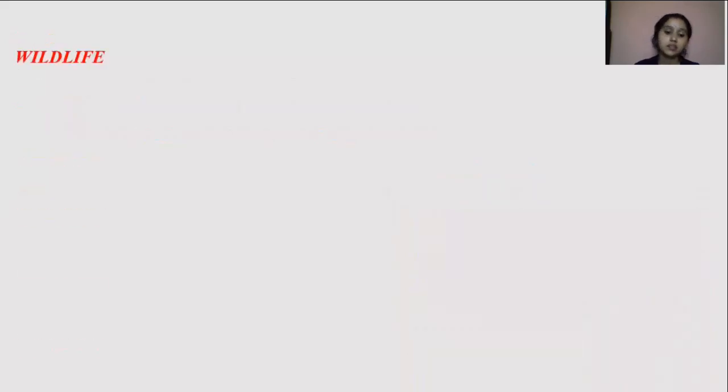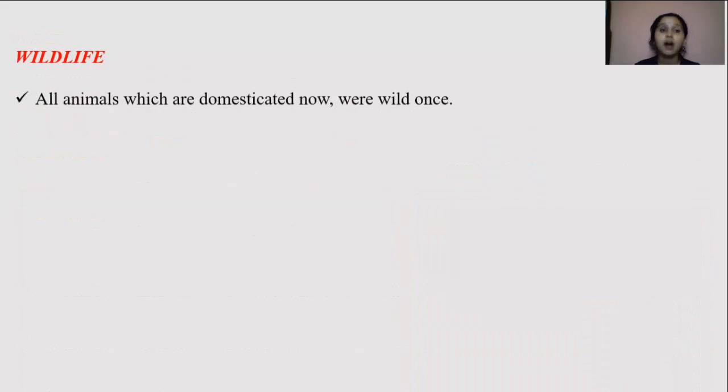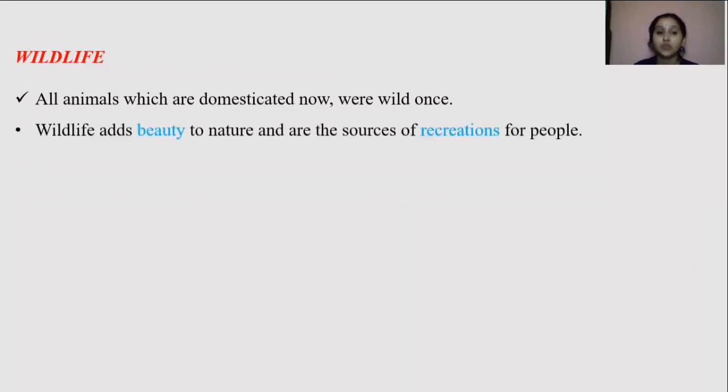And the next important natural resource is wildlife. All animals which are domesticated now were wild ones. It means domesticated animals nowadays like cows and buffaloes were also in a wild state in the earlier days. And because of their benefits, like they gave milk and meat, people started to domesticate them. And wildlife adds beauty to nature and is a source of recreation for people also. So many people like to visit different national parks and wildlife reserves for entertainment purposes also.